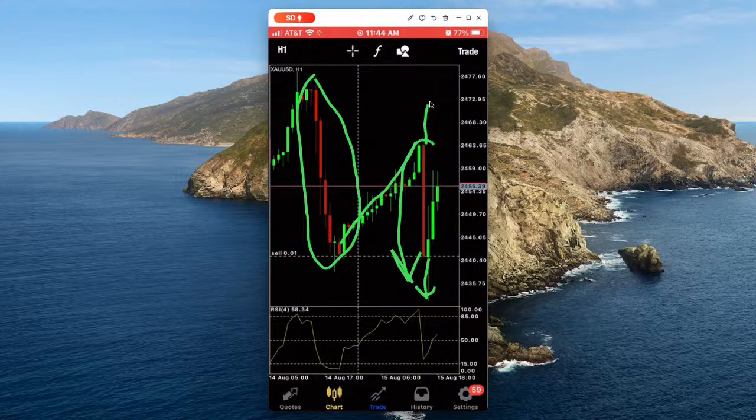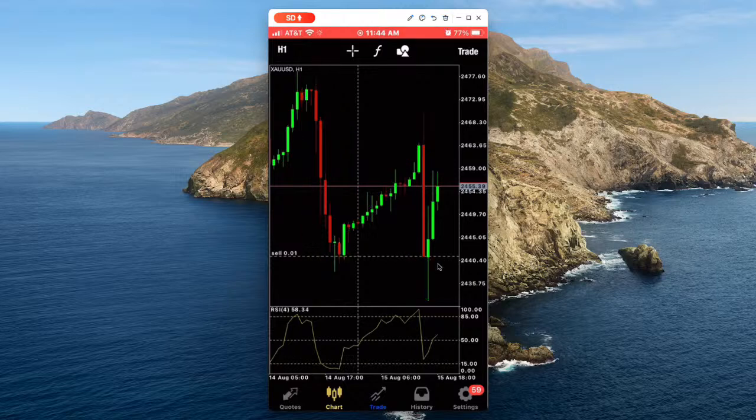Typically, what's interesting about most of my algorithms, I'm going to reveal a little bit to you here, is that I like it, and my algorithm likes it, when a currency pair does this.